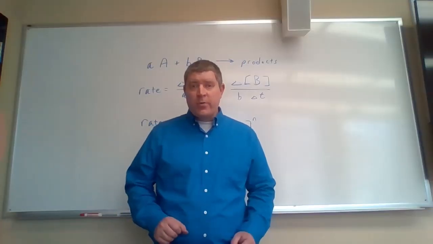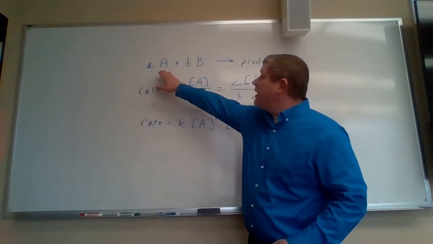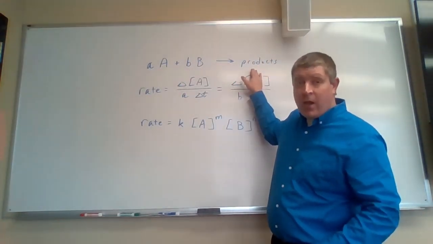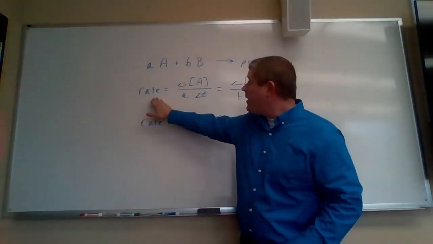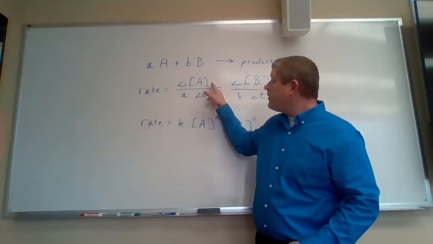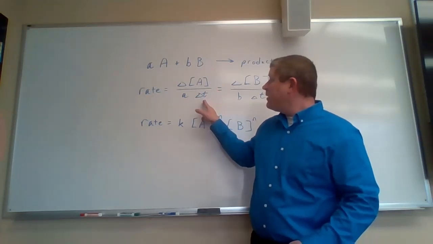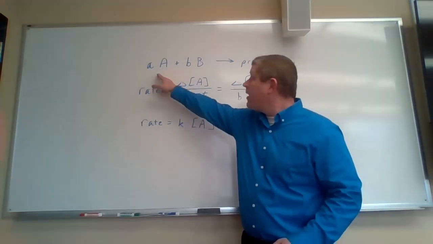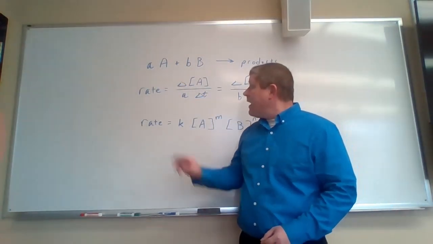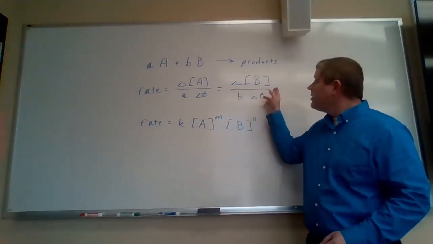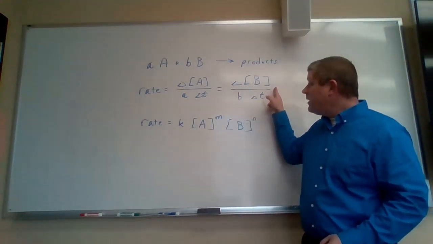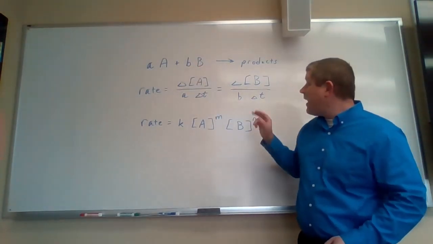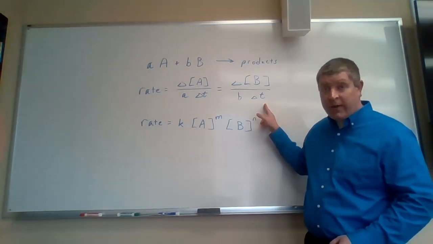Let's look at a generic reaction with two reactants. Suppose we have a moles of A react with b moles of B to form products. We can write a rate expression where the rate of that reaction is equal to the change in concentration of A divided by the change in time times the number of moles of A in our balanced chemical reaction. And that rate must also be equal to the change in concentration of B divided by b, the coefficient we have for B, divided by the change in time.